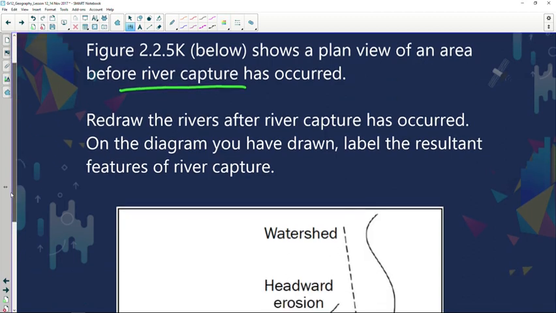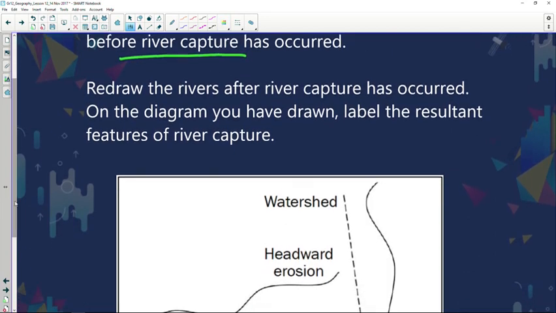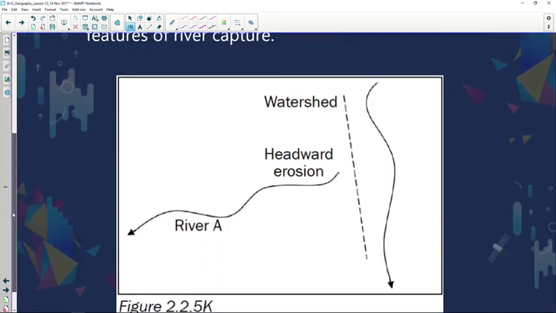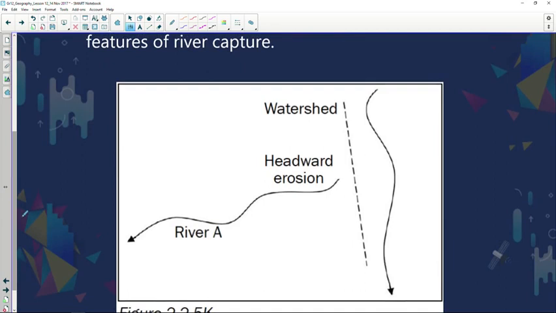Now, the question in your workbook asks, redraw the rivers after river capture has taken place. On the diagram, draw and label the resultant features of river capture. Now what do we know? If you look at this diagram over here, River A is at a lower altitude. River A has got a greater volume of water, and River A might be flowing on a less resistant type of rock.